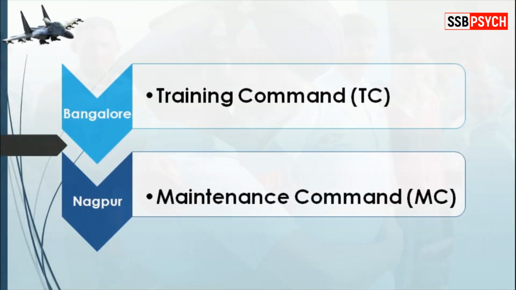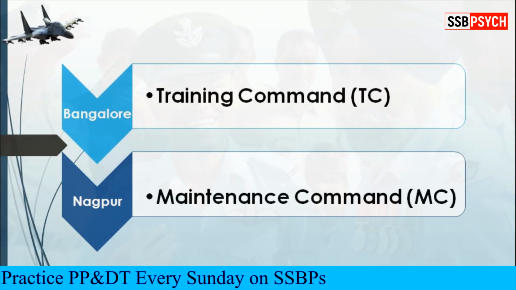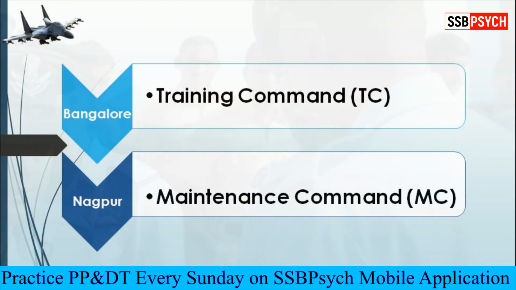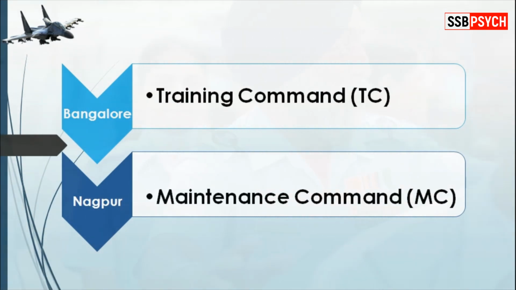Next come the functional commands. In functional commands, we have two commands. The first one is the training command, the second one is the maintenance command. What was the functional command I told you? Basically to maintain combat readiness, right? The training command is present in Bangalore, Karnataka, and the maintenance command is present in Nagpur, Maharashtra.